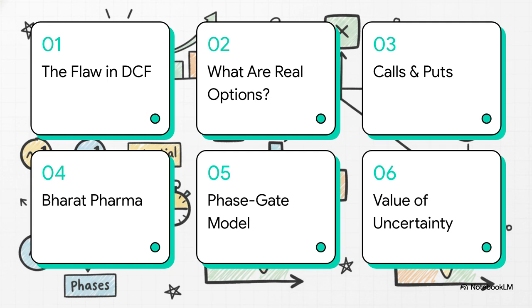First, we'll look at the massive flaw in the traditional DCF model. Then, we'll define what real options actually are, how calls and puts factor into flexibility, and apply all this to a high-stakes case study with Bharat Pharma. We'll wrap up by looking at the phase gate model and ultimately the hidden value of uncertainty.